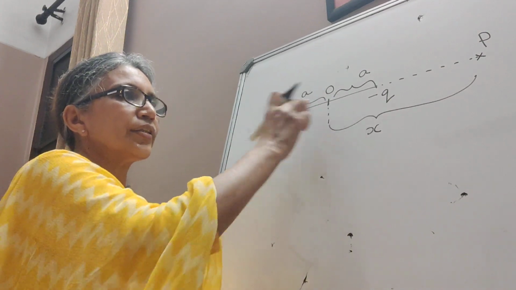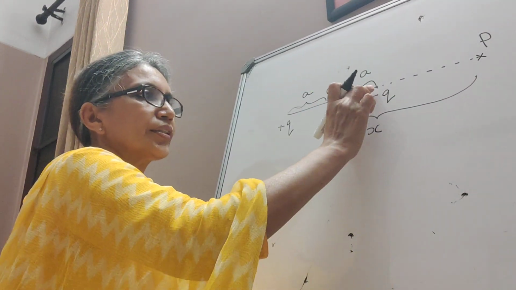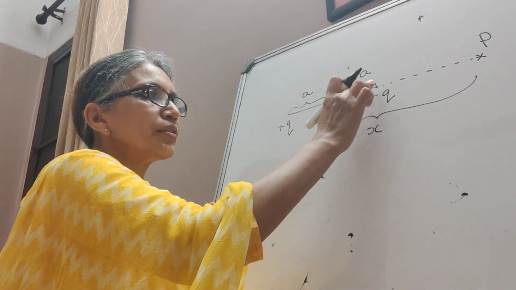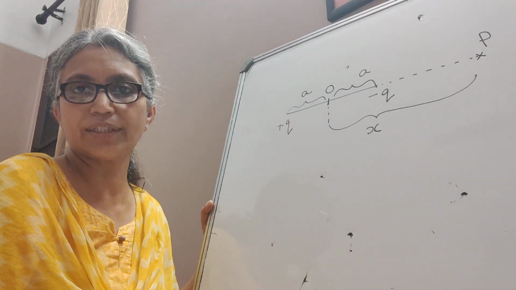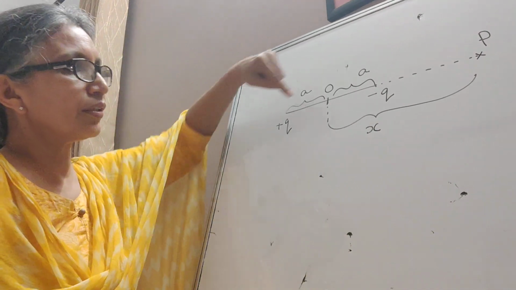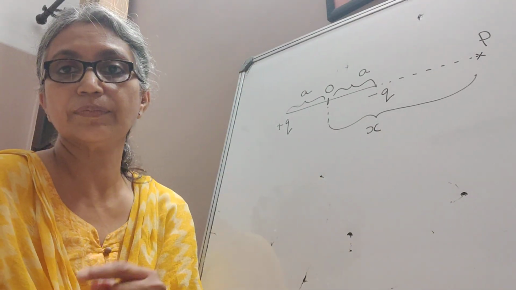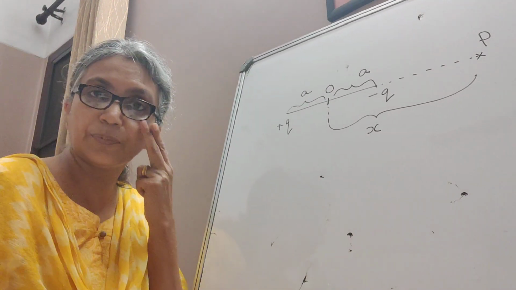So you will see that this point P is along the axis. Axis means the line joining the 2 charges. This line that I've drawn is what you call as the axis. So we have taken point P along an axis. So P is called an axial point for the electric dipole.